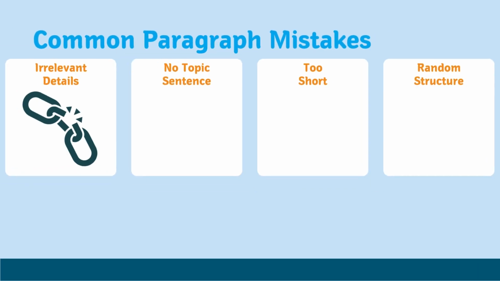Now, there are many common paragraph mistakes, and we're briefly going to talk about 4 of the most common mistakes. First of all is including irrelevant details in your paragraph. You need to remember that your paragraph must be a group of connected sentences. So if you're considering adding a sentence that doesn't really connect to that topic, it should probably be in a different paragraph.